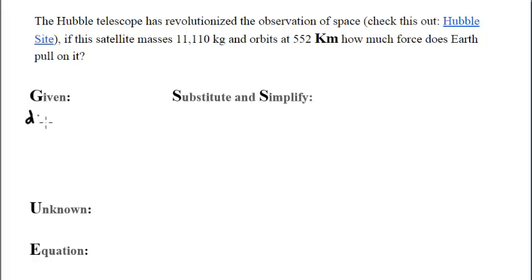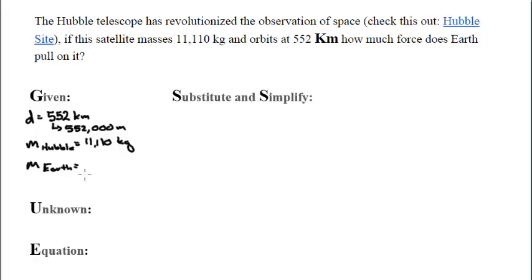So you have a distance, and you have 552 kilometers, but I know that every 1 kilometer is 1,000 meters, and I'm pretty sure if I do the math, I get 552,000 meters. The mass of Hubble, it tells me, is 11,110 kilograms, which is the units that I wanted in, but I also need to know the mass of Earth.